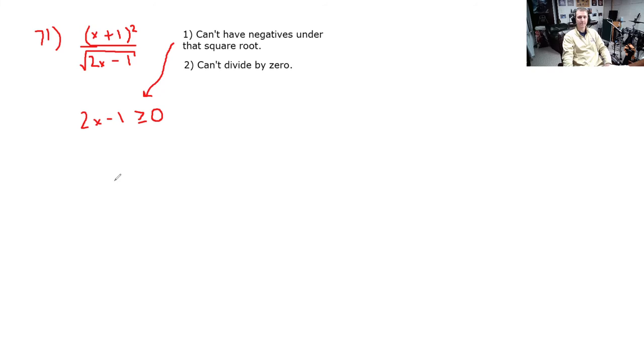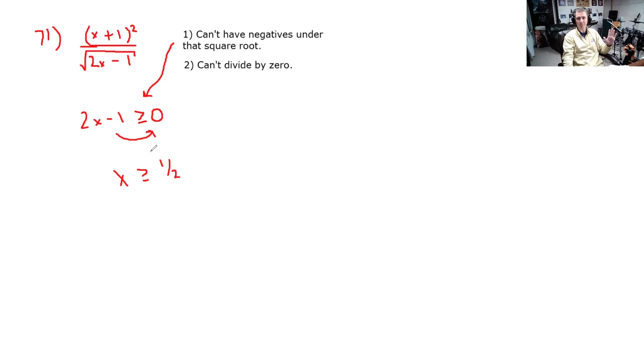X is greater than or equal to 1/2. Perfect. We add the 1 over, divide by 2. Very good. So if we plug in a number bigger than or equal to 1/2, we make sure that we have a non-negative number under that root. That's great. Okay, so that's it.